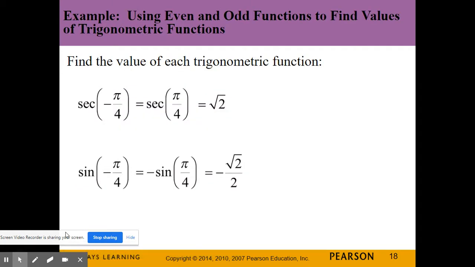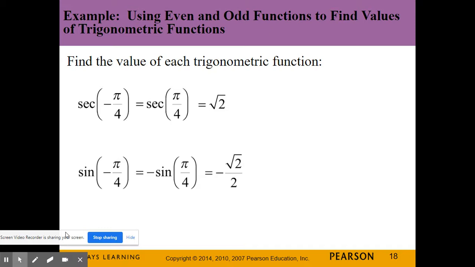So find the value of each trigonometric function. Secant is an even function, because when you have a negative, it becomes positive. So secant of -pi over 4 is the same thing as secant of pi over 4. And we define secant of pi over 4 as root 2.